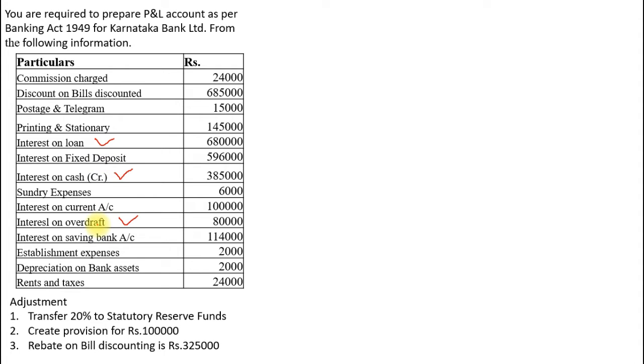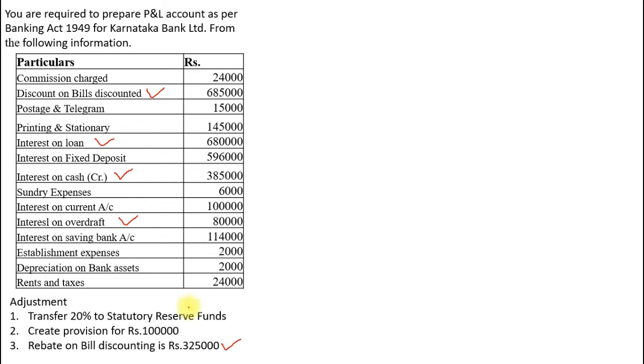Along with that, a very important thing that you have to remember is discount on bills discounted. Okay, this will also come in your interest income, and from this there is an adjustment: rebate on bill discounting, 3,25,000. So from bills discounted, we have to subtract our rebate on bill discounting. So remember, under Schedule 13, Interest Earned, all the interest that is going to be earned and discounting of bills less rebate. Okay, these are the things which should appear in your Schedule number 13.